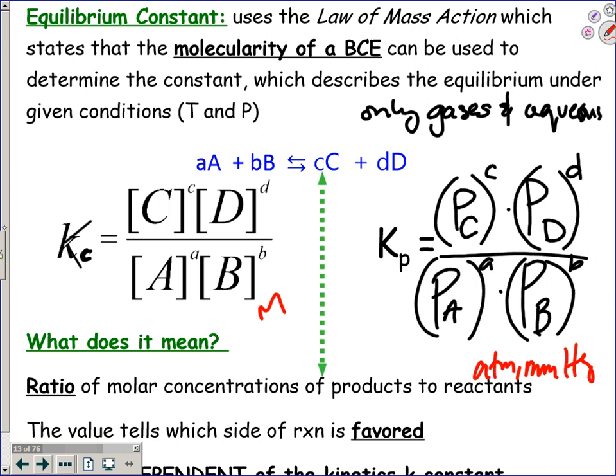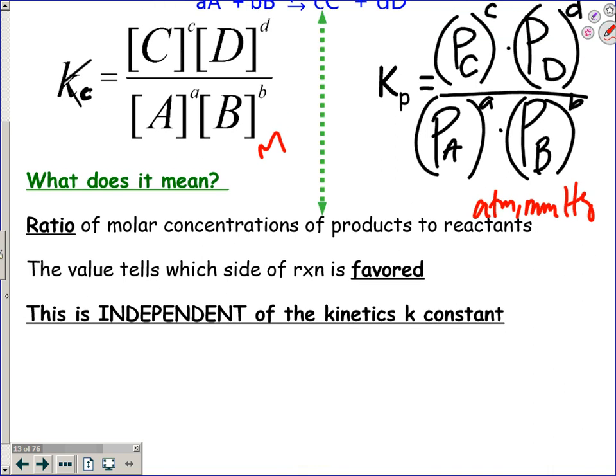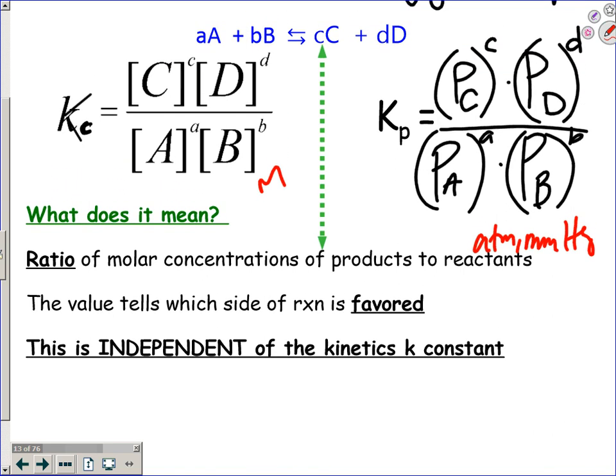Okay, so essentially what this overall means is just the ratio of products to reactants at equilibrium. So the only values we're plugging in here are equilibrium values. So would I be plugging in values from here? Here? No.